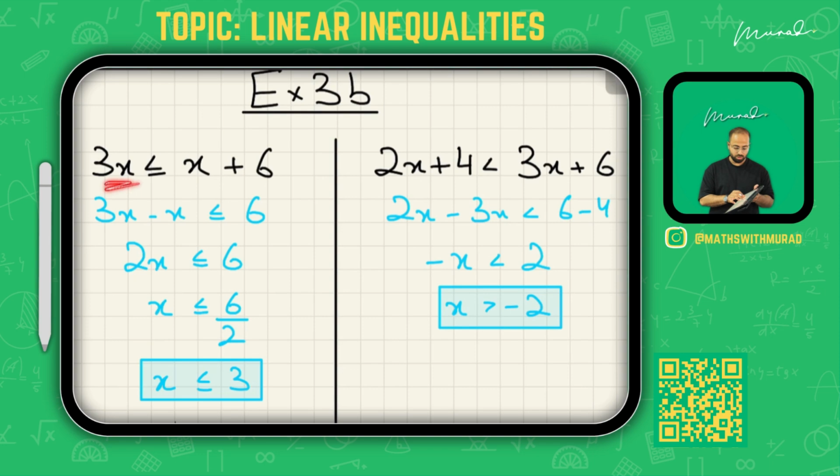So this is 3x, this is x over here. So 3x minus x lesser than or equal to 6 over here, this becomes 2x, and the answer of it is x is lesser than or equal to 3.